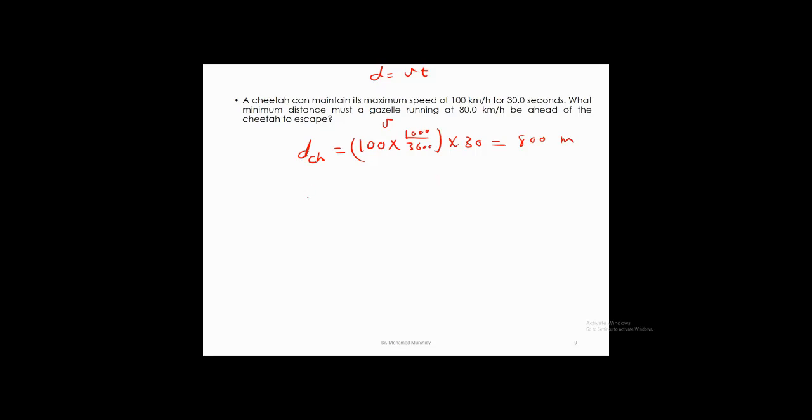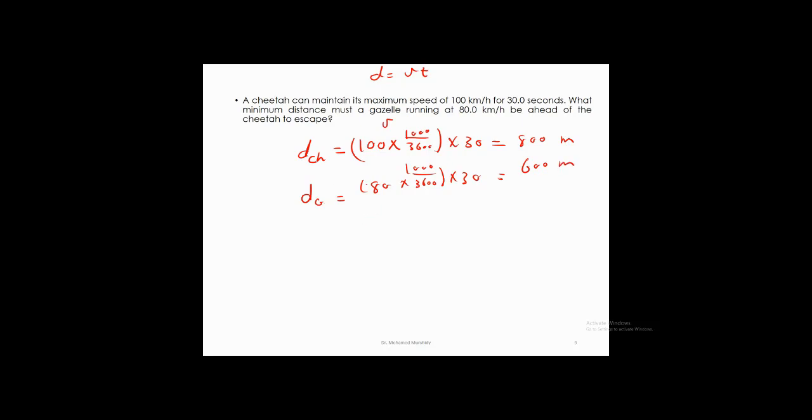Then let us calculate the distance traveled by the gazelle in the same interval of time, in 30 seconds برضه. That should be 80 برضه times 1000 over 3600 times 30. I think of course the distance traveled by the gazelle would be a little bit less than 800. خلينا نقول مثلا يعني 600. We can calculate it بس we don't have time to calculate it يعني. بس should be less يعني.